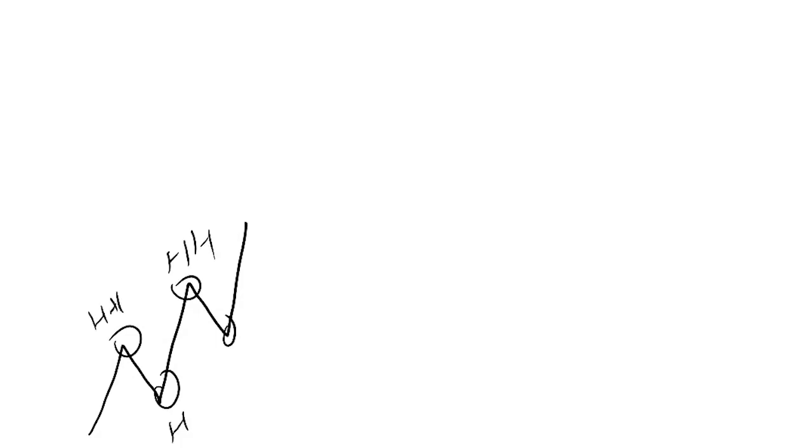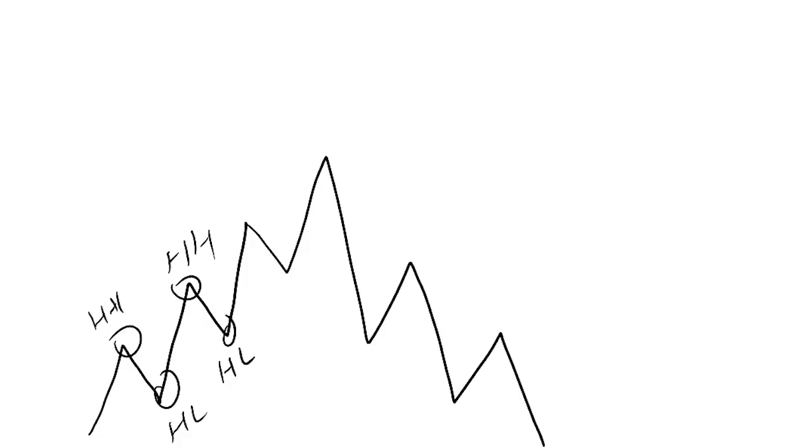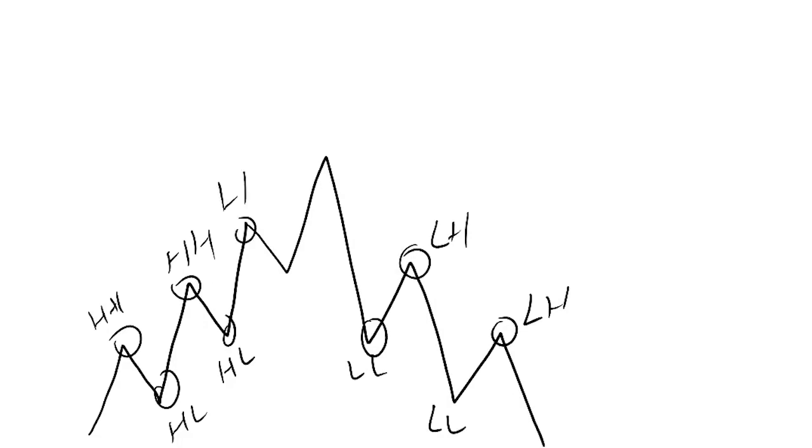As we know, market structure itself, we have our normal uptrend, which has key points: higher highs and higher lows. Okay. And we have our overall downtrend, which has lower highs and lower lows. Okay. Lower highs and lower lows.